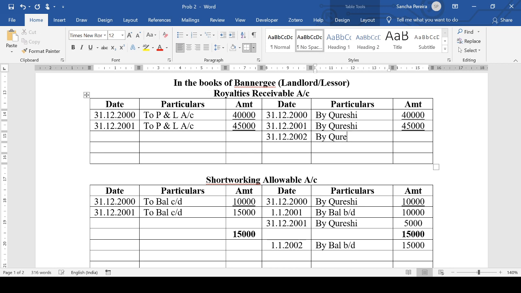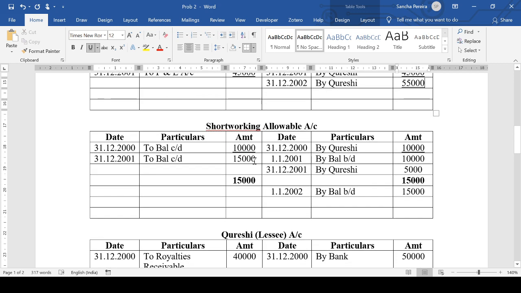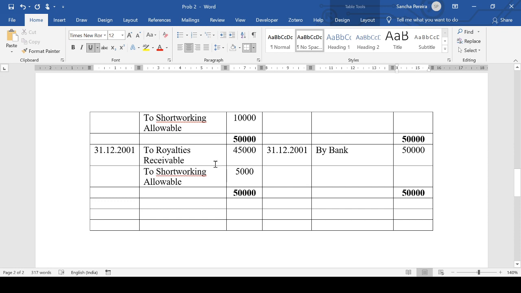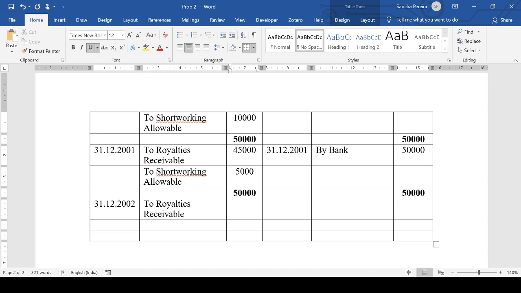So in royalties receivable, you'll have by Qureshi, 55,000. And here you will have to royalties receivable.